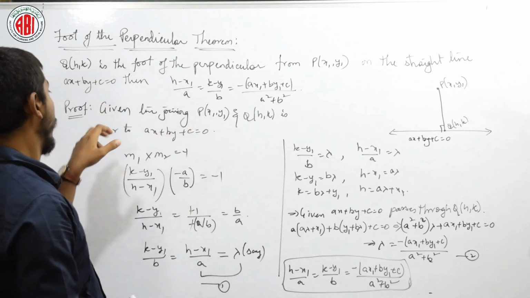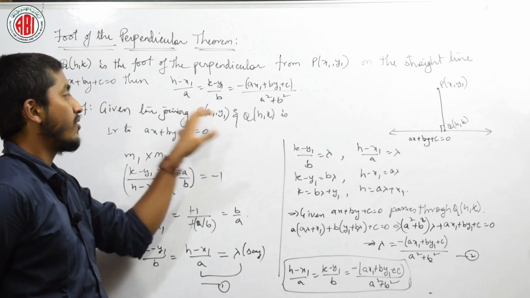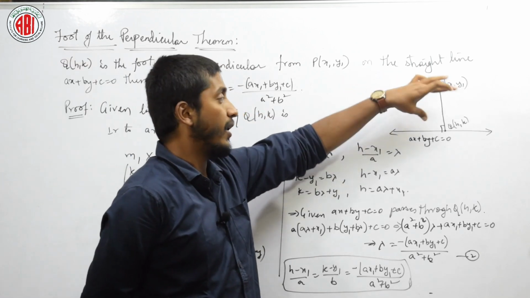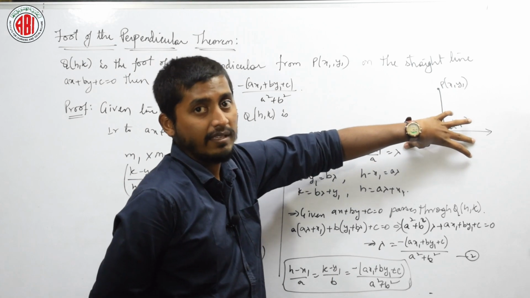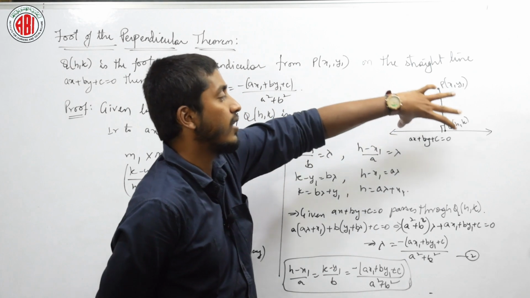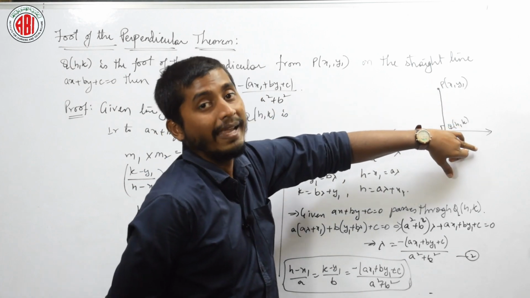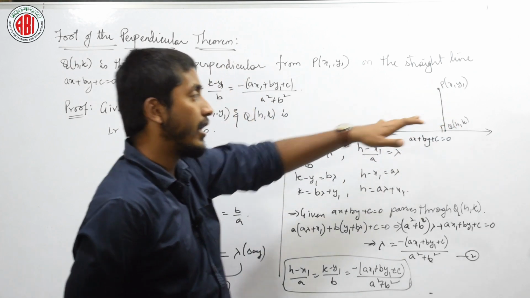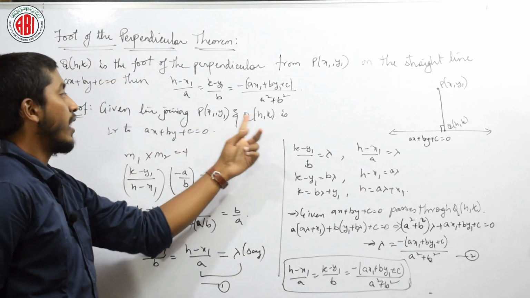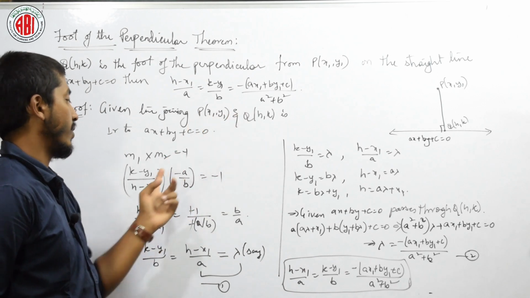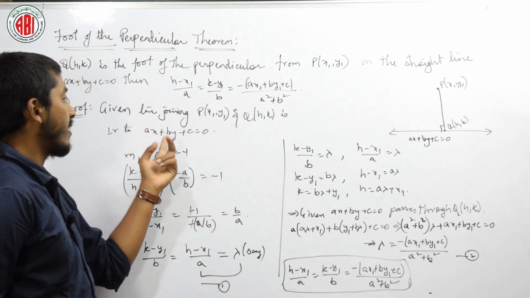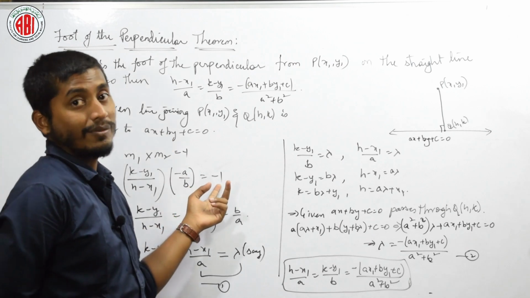Let us see what to do. See here, given the line joining P and Q is perpendicular to this line ax plus by plus c. Is it okay? Now what is the condition we know? The slope of this into the slope of this is equal to minus 1, right. Let us find the slope. The slope of the first line PQ is (k minus y1)/(h minus x1), into the slope of this line, that is minus a/b, is equal to minus 1.